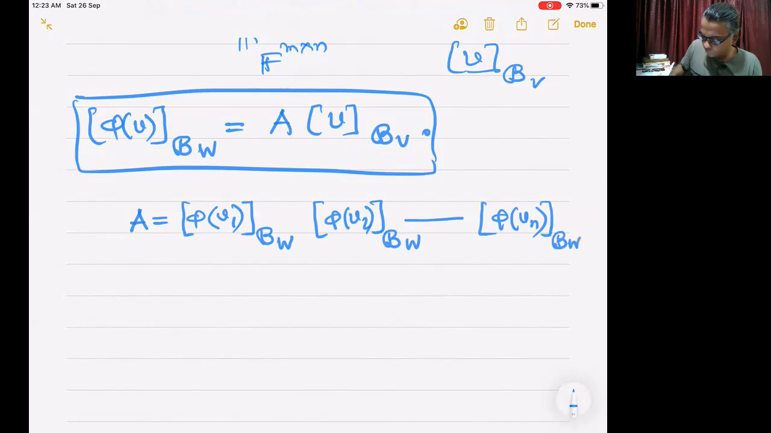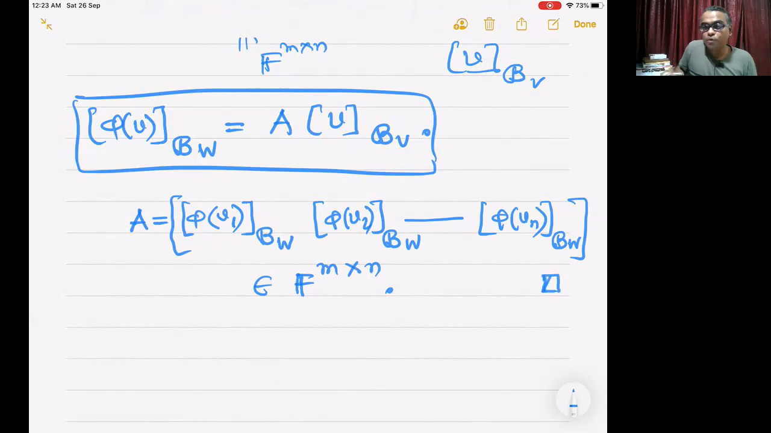This gives you n columns. Each column is of length m, so you get an m cross n matrix. This is the matrix representation of phi, just like before. Right? This gives you a direct way of doing it.